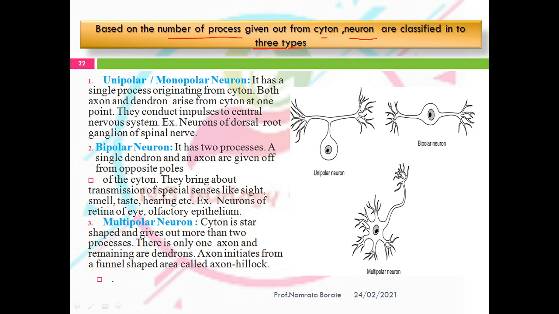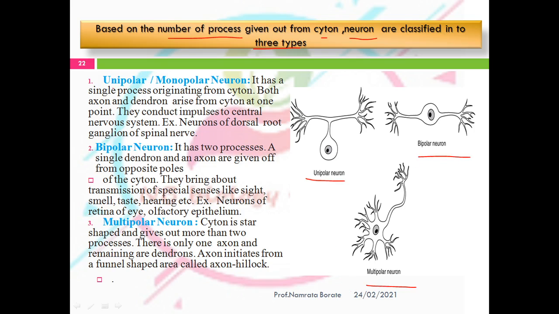Next one: based on the number of processes given out from the cyton, neurons are classified again into three types. On the basis of function, they are of three types: afferent neuron, efferent neuron and associated neuron. On the basis of presence or absence of myelin sheath, they are of two types: myelinated and non-myelinated. And the third is based on the number of processes. It is of three types again: unipolar, bipolar and multipolar.